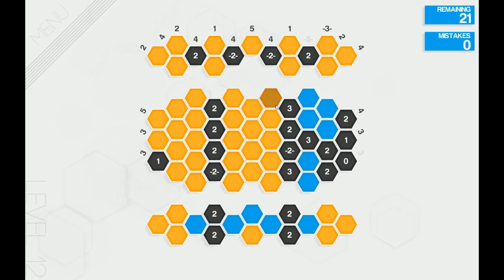All right, so we have a dash 3. We know that the next one can't be this because that would make them all connected, so we can eliminate that one.